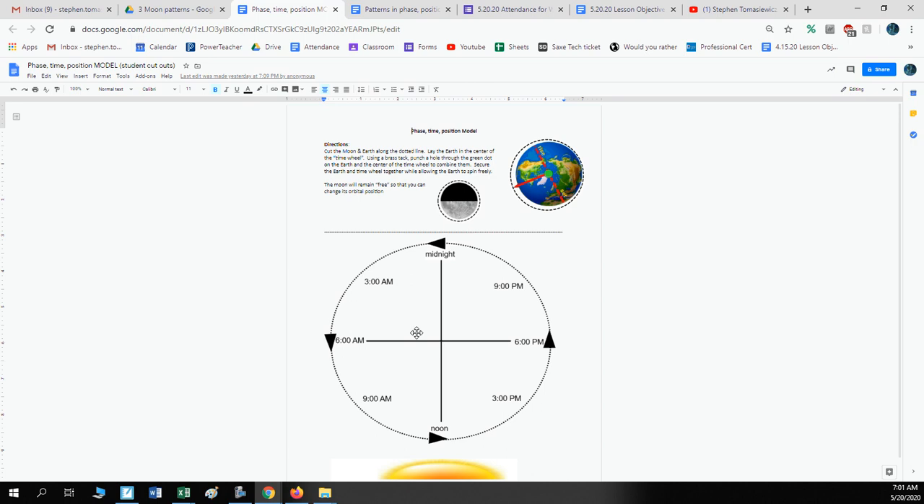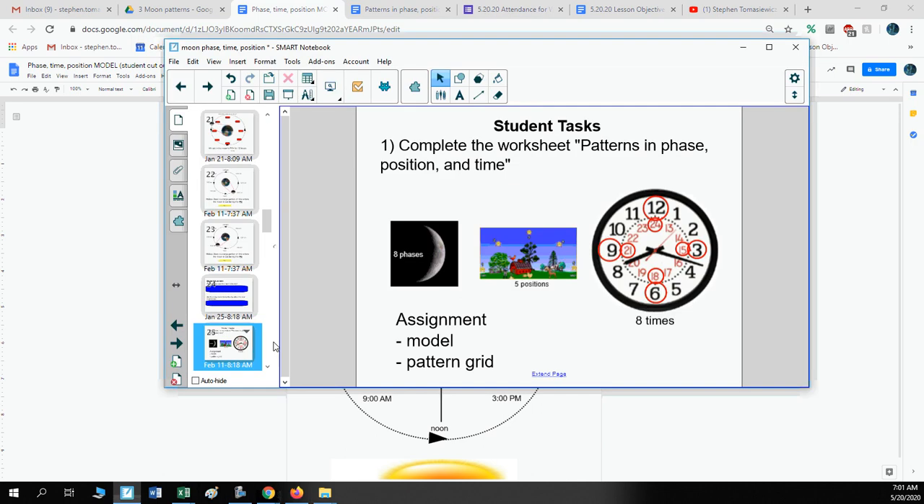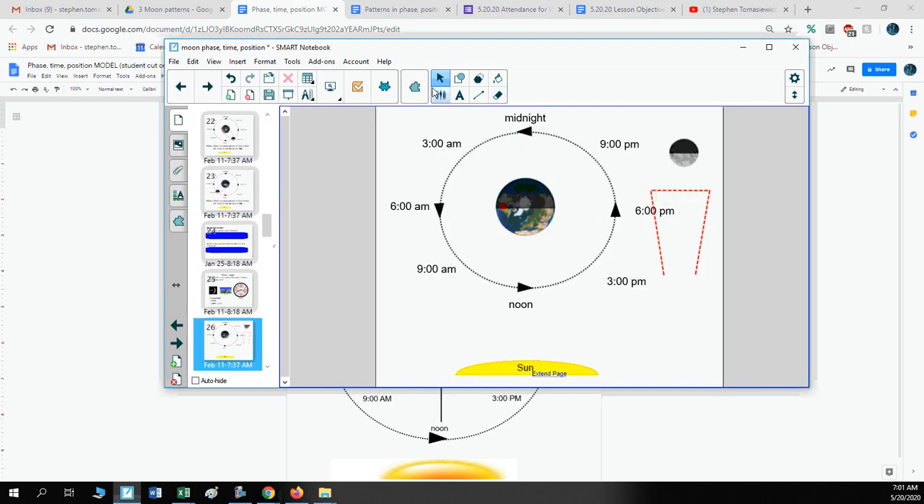So you may have to get creative if you don't have a brass tack or any kind of tack that you can poke through there. And then the moon, you can put in its position anywhere on its orbit to change its phase. So for example, let's go back to my slide here. We'll go to this one. So this is basically what you're looking at.